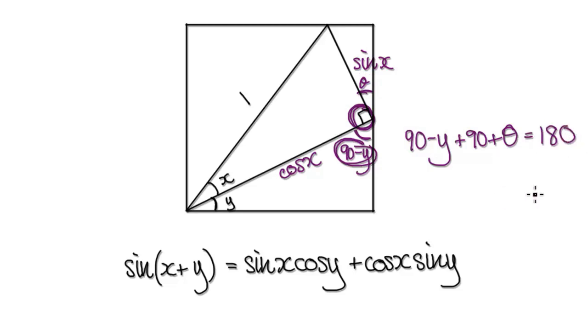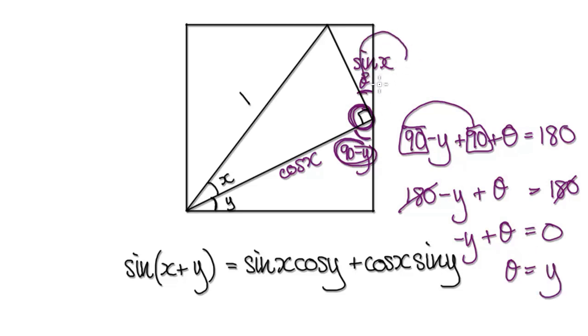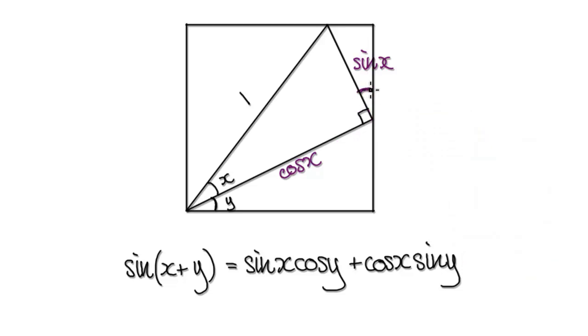So now simplify this. Single number, let's merge these two together. So that would be 180 take away y plus theta equals 180. These two cancel each other out, giving you minus y plus theta equals 0. And then you want to get theta on its own, so just add y to both sides. So theta equals y. So as it turns out, this angle here is y.